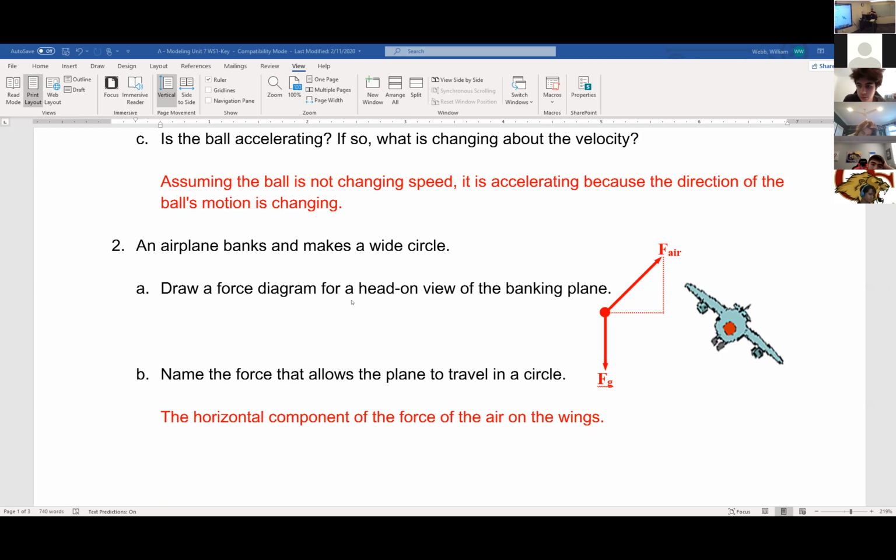And that horizontal component is going to push the plane to the center of a circle. And so the more they bank, as they change the angle of the bank, they can adjust how much of the angle is gaining horizontal and how much of it's vertical. Now, what would have to be true if the plane's keeping constant altitude? What would have to be true about the vertical component?